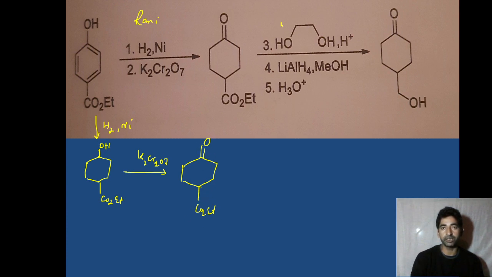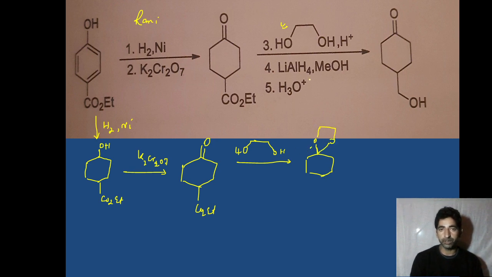That's why it has been treated with 1,2-diol. So what will be the function of 1,2-diol? The function of 1,2-diol will be to protect this ketonic group. So this ketonic group is protected. Since it's a 1,2-diol, therefore a 5-membered ring will be formed. So a 5-membered ring will be formed over here. So it has been protected.